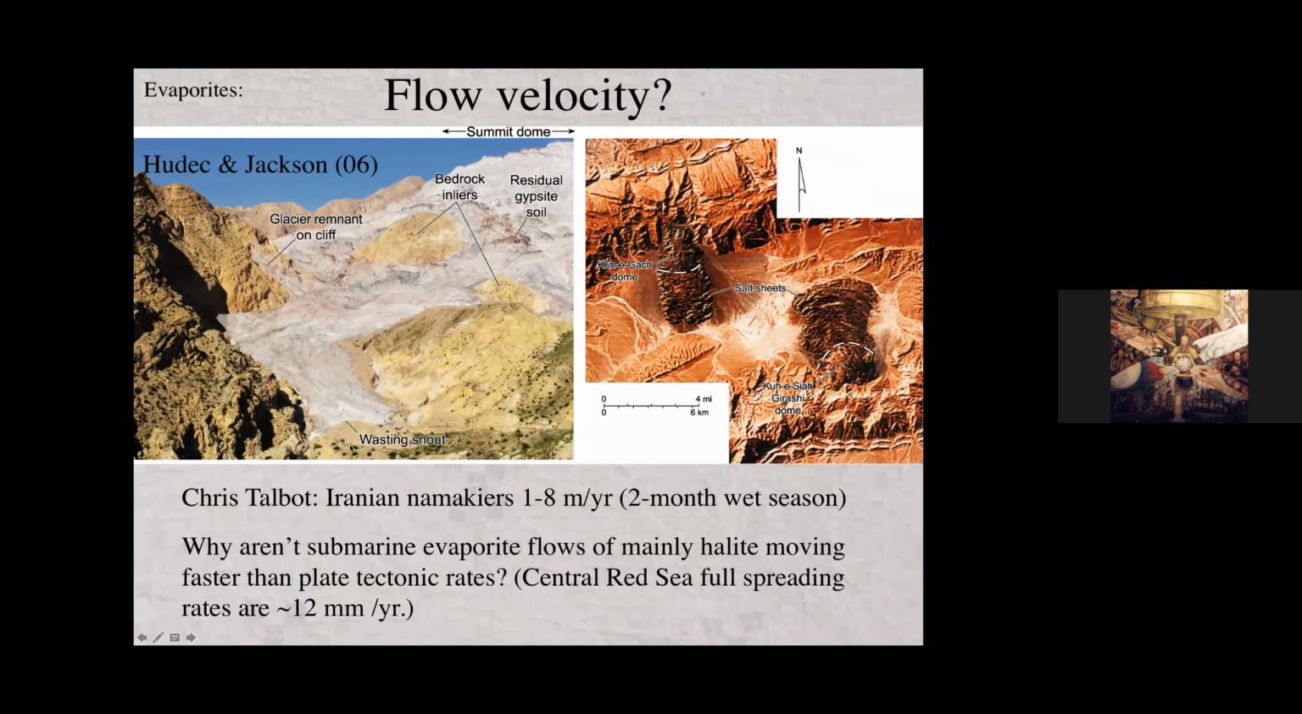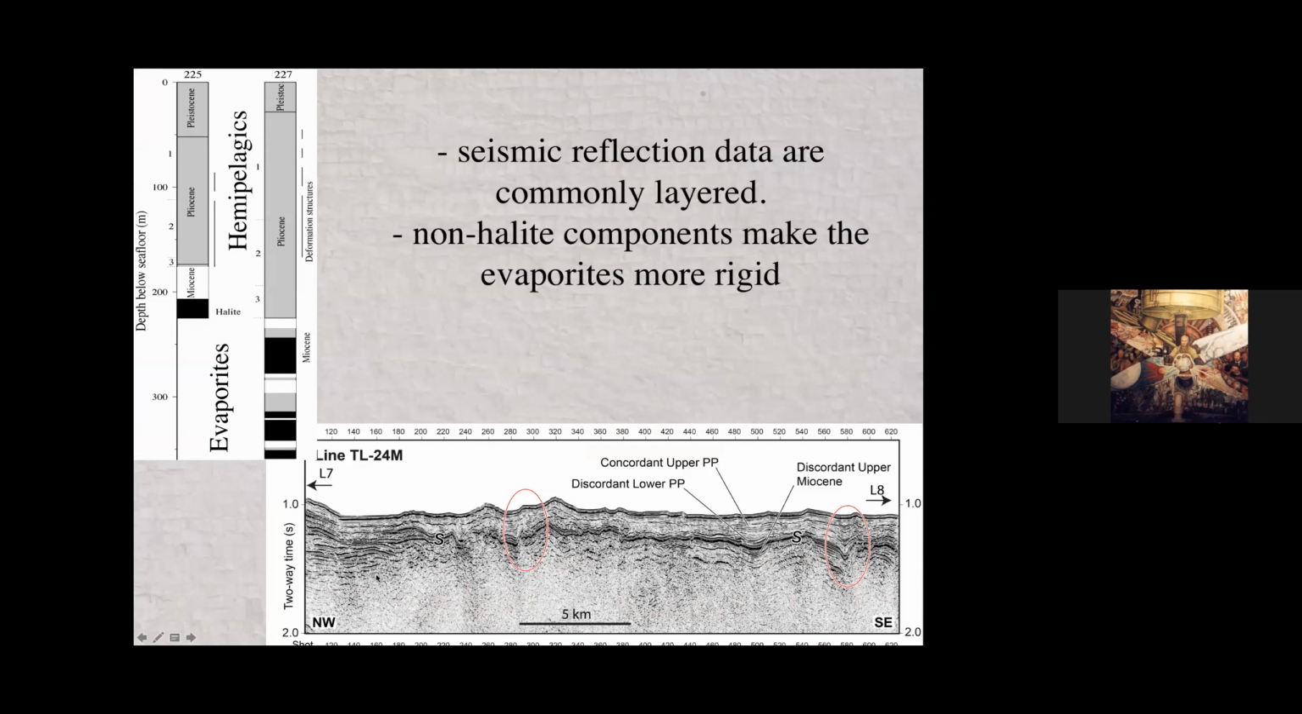I worried for a while about the flow velocity because Namakias in Iran move very fast, maybe 1 to 8 meters per year. If the evaporites did move this fast underwater, you would expect them to flood the axis, and they don't do so. So they must be moving slower than plate tectonic rates. So slower than the half rate, which would be 6 millimeters per year, quite slow by orders of magnitude, 3 orders of magnitude. Why is that?